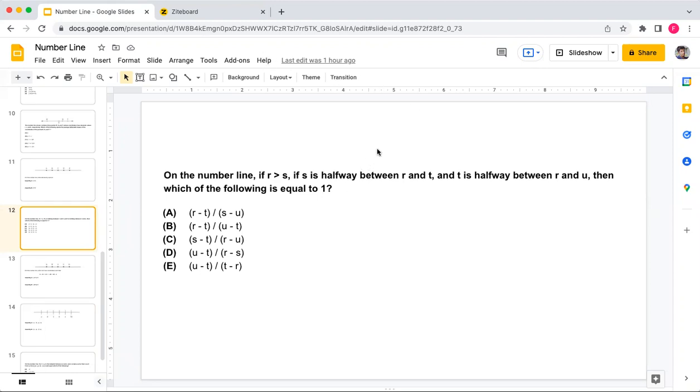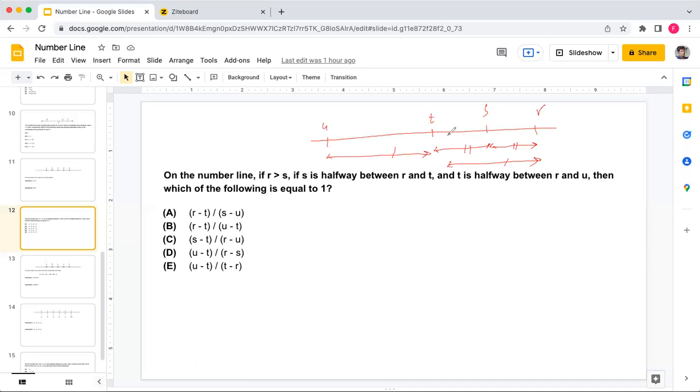Okay, so let's solve this question. We are given that we have a number line, and first of all, R is greater than S. If this is R and this is S, first thing. And if S is halfway between R and T, if this is T, this means this distance is equal to this distance. Second thing is, T is halfway between R and U, right? So this distance will be equal to this distance.